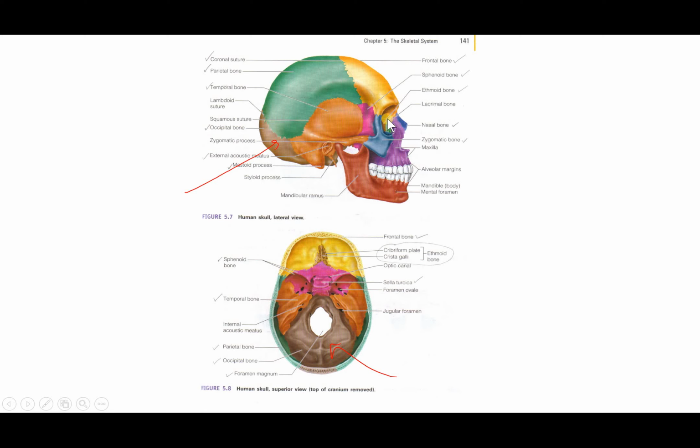And then ethmoid. Okay, your sphenoid bone. Very, very important skull bone. Here's another view of it. The sphenoid bone. We'll talk more about the sphenoid bone later.